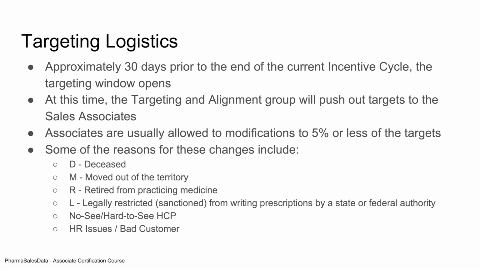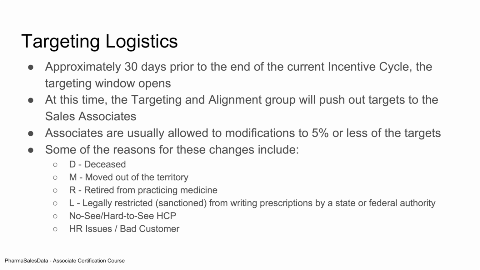Number 1, they're deceased. Number 2, they moved out of my territory. Number 3, they retired from practicing. Number 4, they're legally restricted from writing prescriptions because they're sanctioned. Number 5, I can't see this doctor. He's hard to see. He's not around. He won't let sales associates in his office. And lastly, this HCP is inappropriate. They're a bad customer. It's an HR related issue.